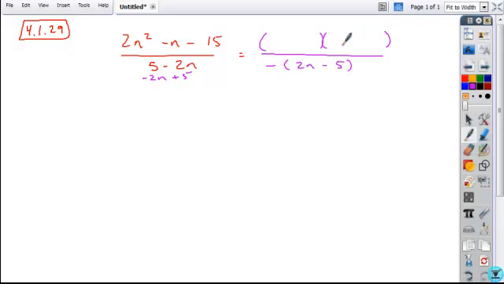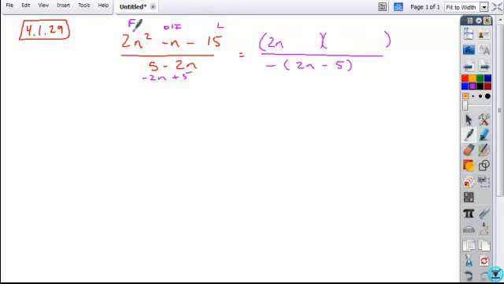So what's very likely going to be one of the factors up above? 2n minus 5, right? Again, not a guarantee, and it won't always work that way, but it's very likely that that's the case. Well, let's just see if when we FOIL this numerator, do we get the relationship that would leave us with 2n minus 5 as a factor.